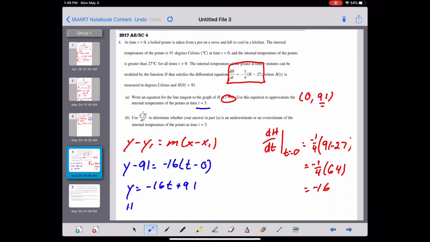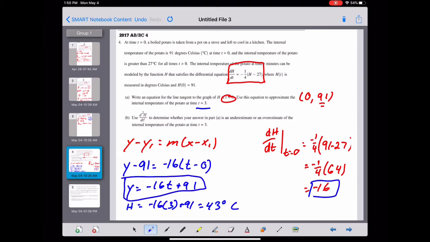Then we'll get h will equal negative 16 times 3 plus 91. And you can use a calculator for that if we need it. That should come out to 43 degrees Celsius. Make sure we always include a unit there. It didn't specify that we needed to have it, but it's always a good idea to have it. So this was a 3-point problem. You got 1 point for finding the correct slope, 1 point for the equation of the tangent line, and 1 point for your approximation of 43 degrees Celsius there.